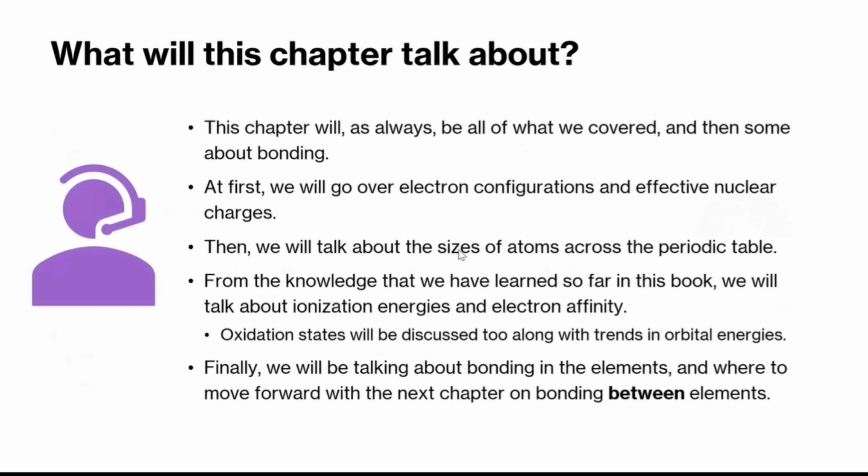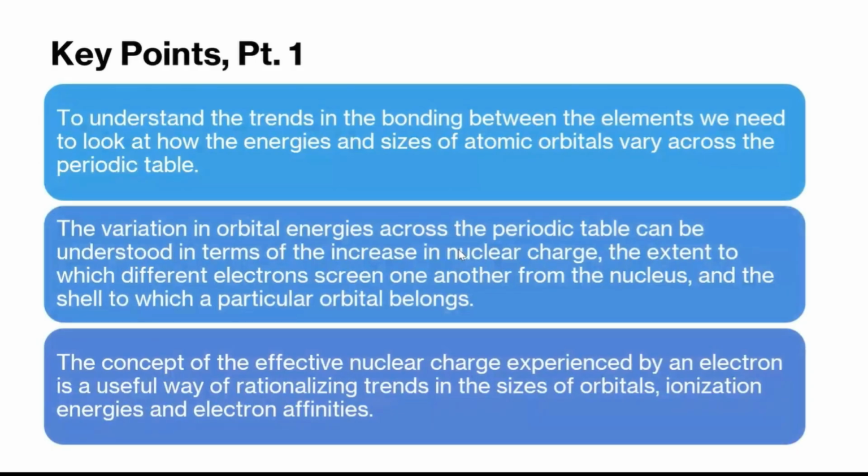At first, we'll go over electron configurations and effective nuclear charges in this chapter. Then we'll talk about the various sizes that atoms can have across the periodic table. Now, from the knowledge that we've learned so far in this book, such as some thermodynamics, we will then learn about ionization energies and electron affinities. In addition, we'll also talk about oxidation states, but only for a very brief moment. And finally, we will be talking about bonding in the elements, and where to move forward with the next chapter on bonding between the elements. So here are the overall key points of the chapter.